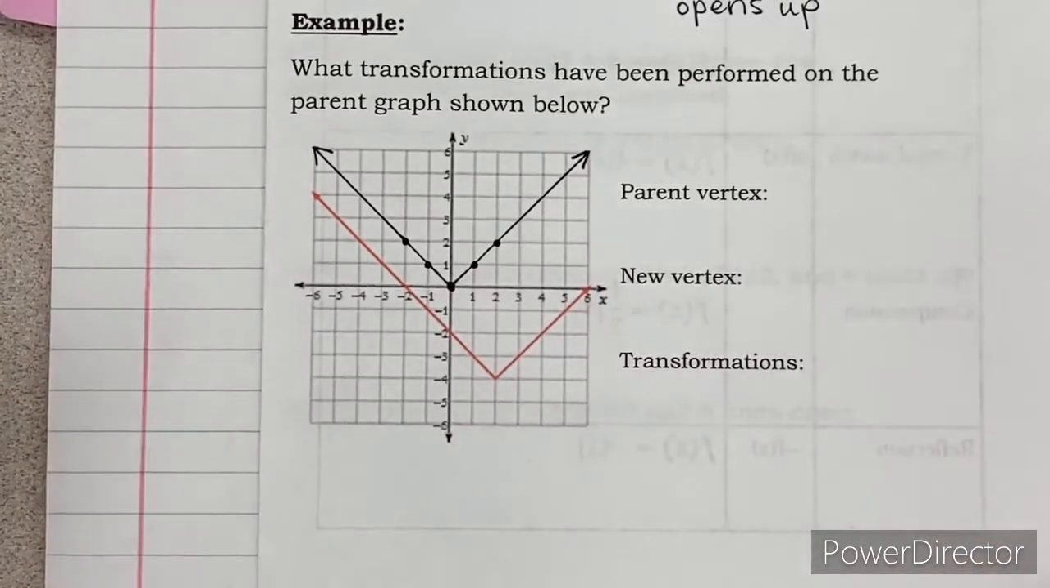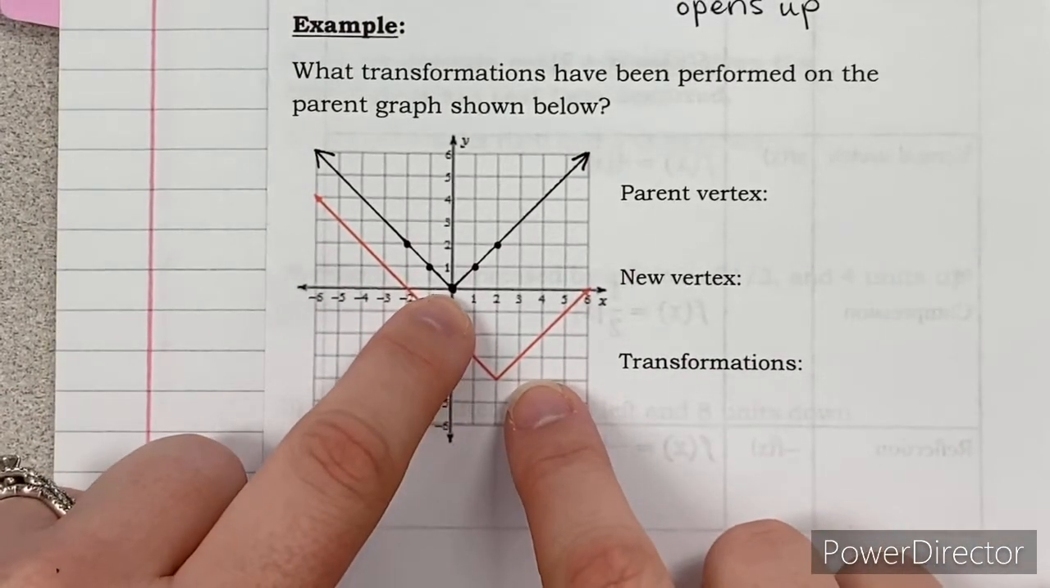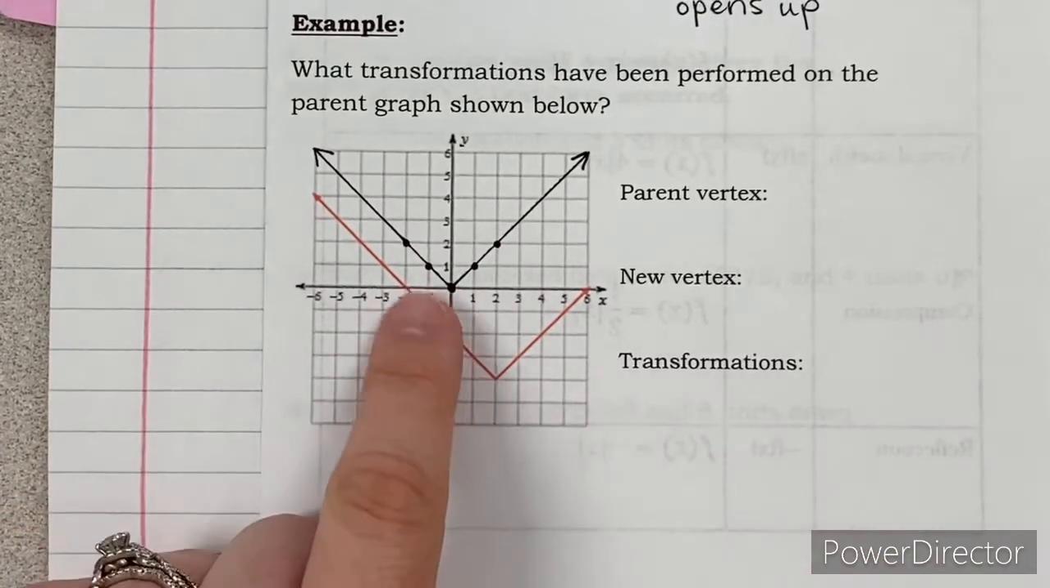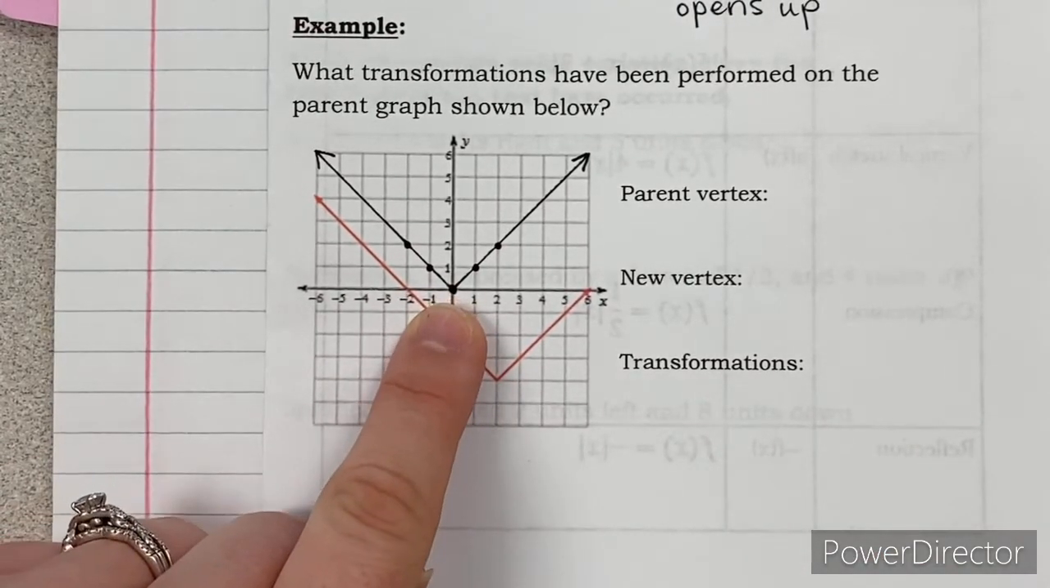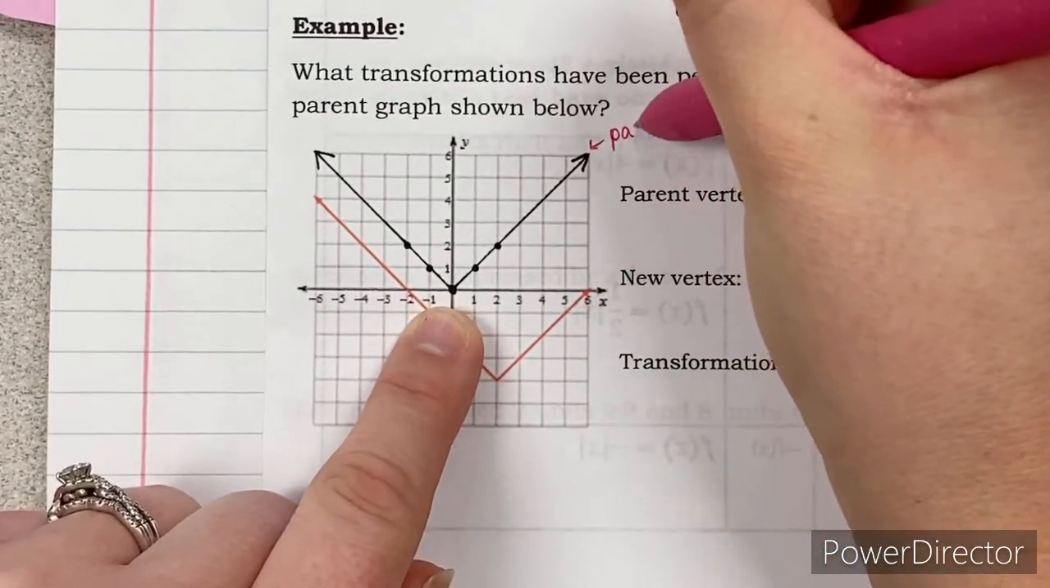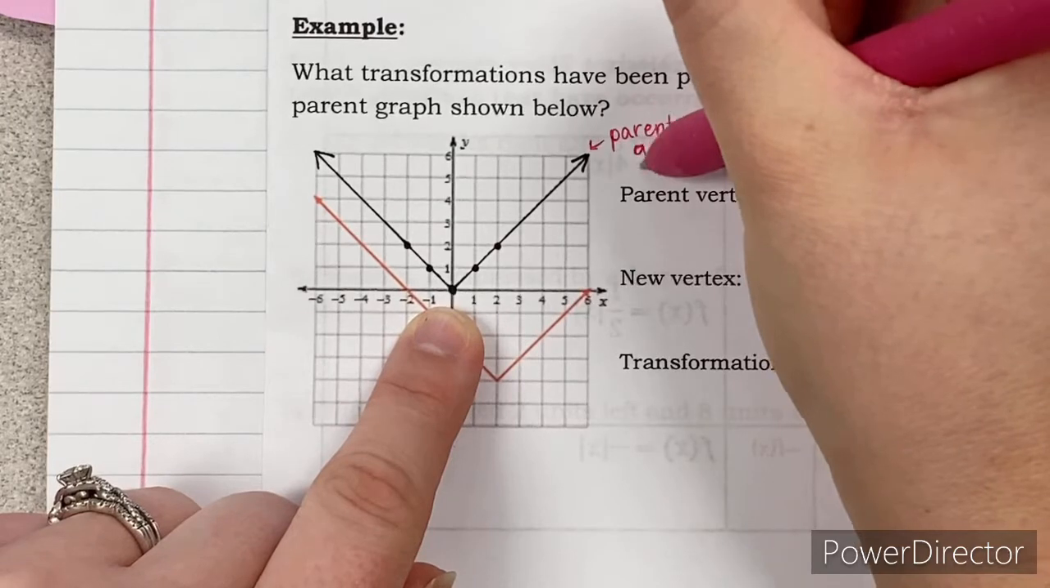So first thing I notice is that the vertex for the top one is at 0, 0, and the vertex for the bottom one is not. So that means that this top one right here is my parent graph. So I want you to write that. This is the parent graph.